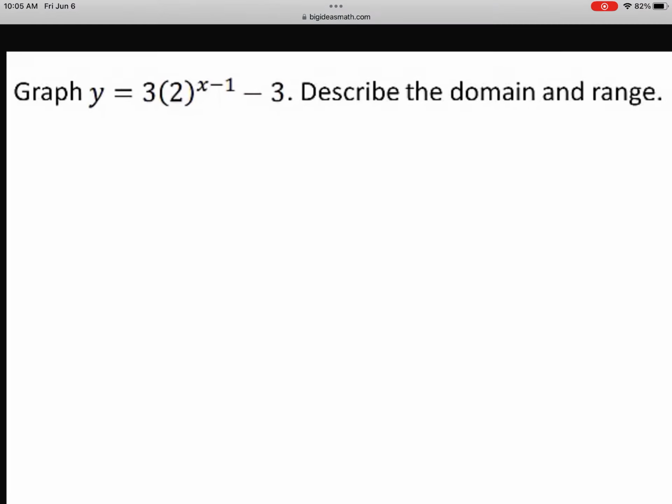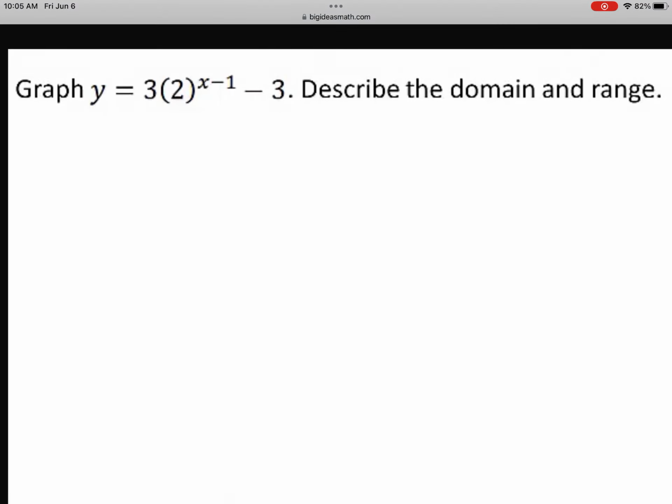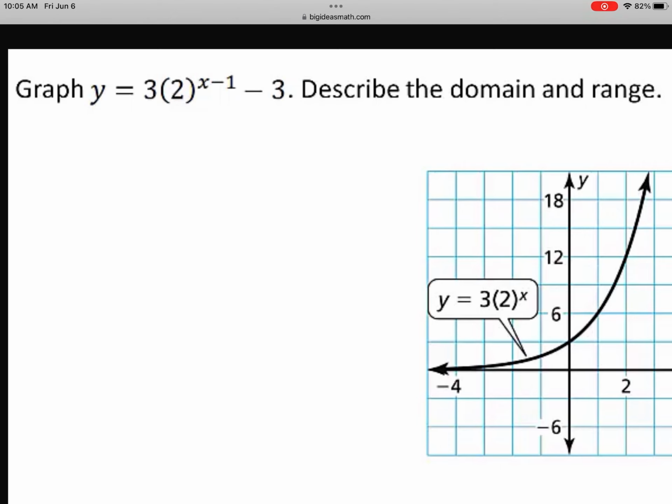Graph y equals 3 times 2 to the power of the quantity x minus 1 minus 3. Describe the domain and range. Begin by graphing y equals 3 times 2 to the power of x.